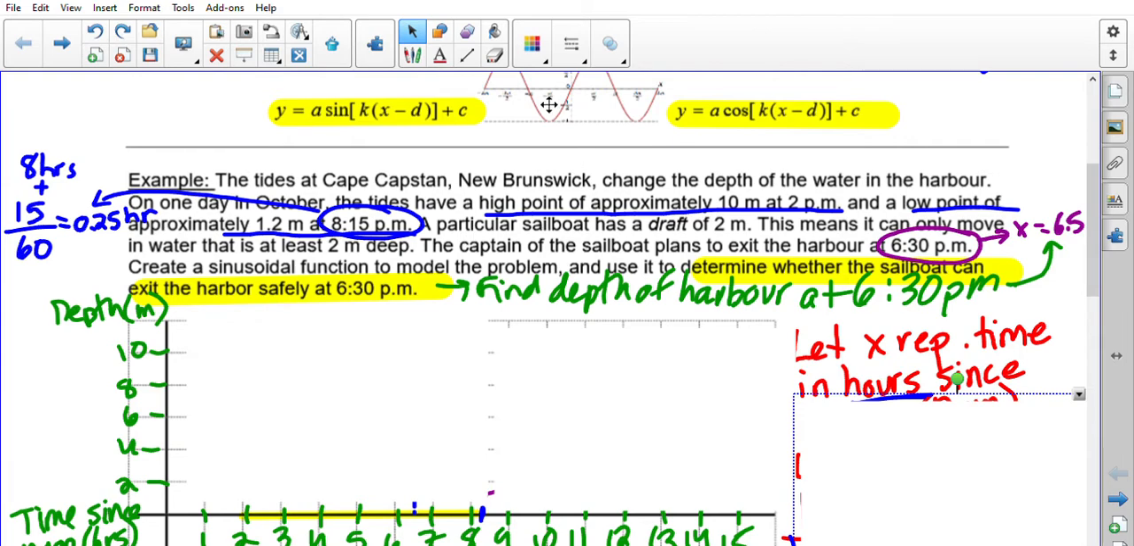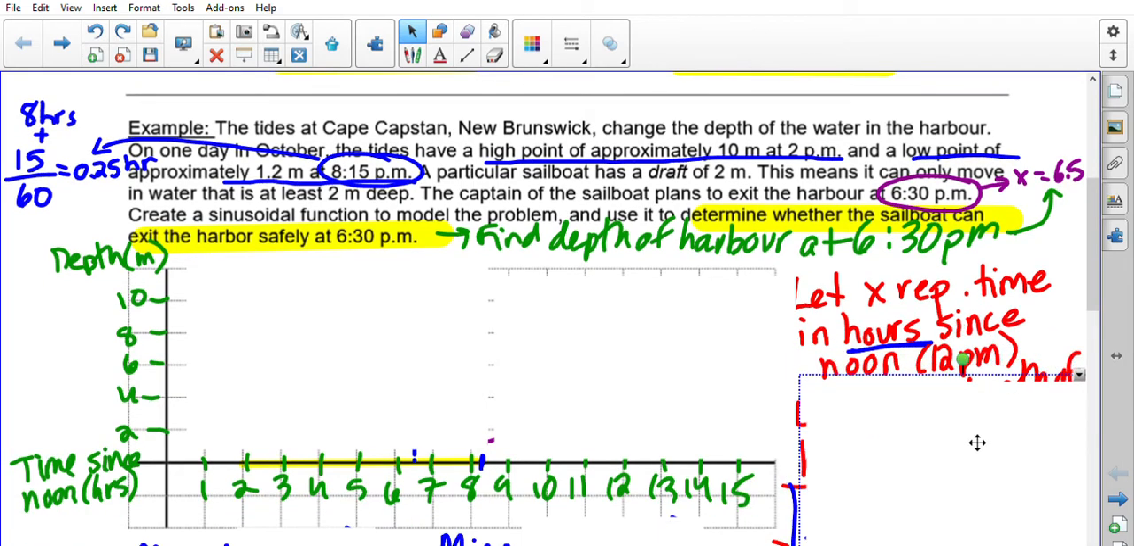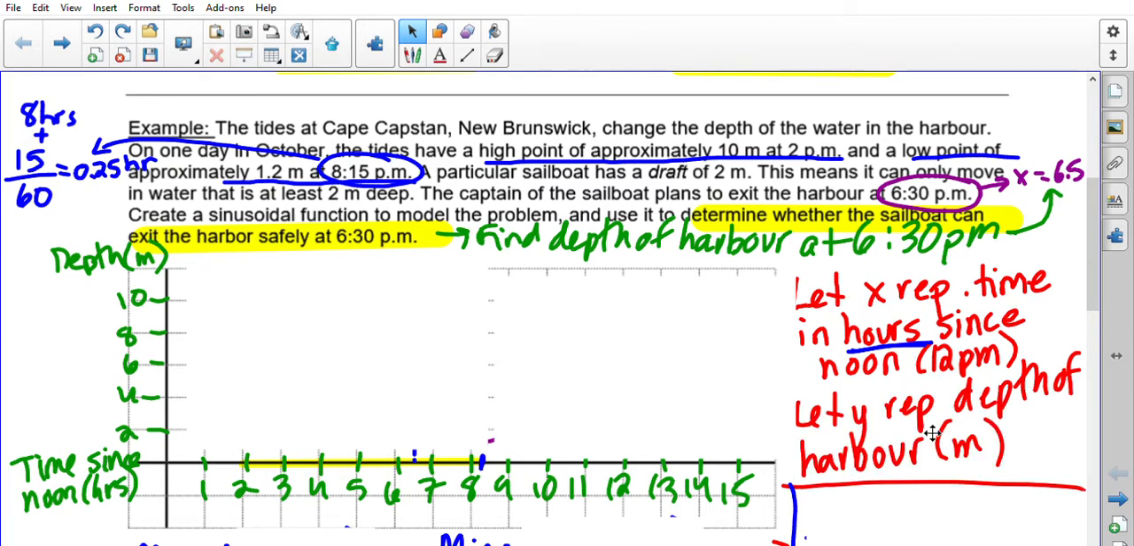Because both of the times that they gave us here for the max and min are in the afternoon or in the PM, so that I'm working with smaller numbers, I'm just going to say let x represent time in hours since noon. Okay, you can use midnight though, that's fine. So let x represent time in hours since noon, and then let y represent the depth of the harbor, or you can say d of x, right? You can say whatever you want.